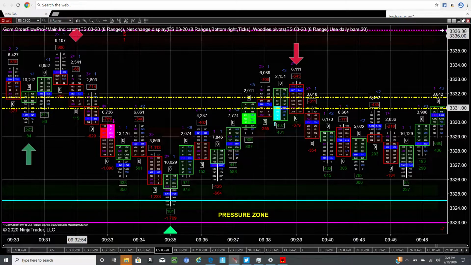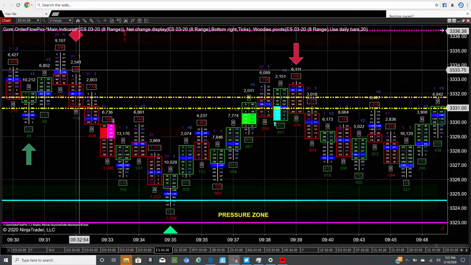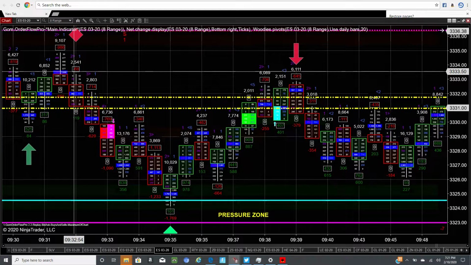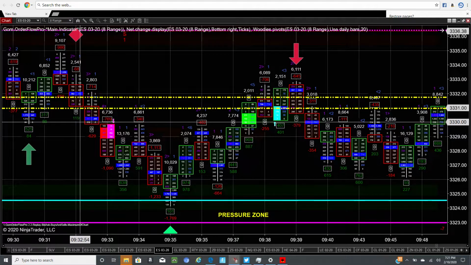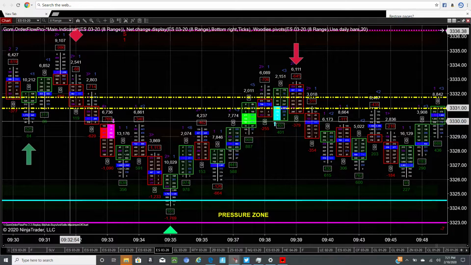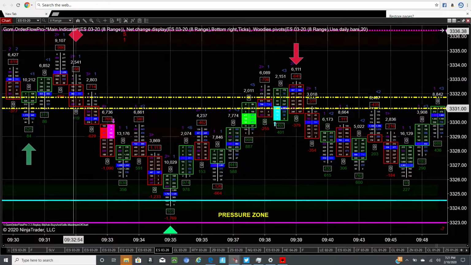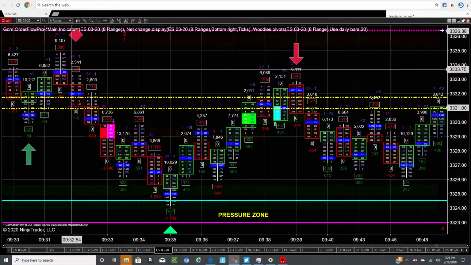Here, this is marked with a red diamond. This is a sell, but this is a sell based on the negative COT and the positive delta. That's a divergence. Both of those should agree. This is positive, this is negative, and we always follow the pressure, not the delta. So this is a sell signal.